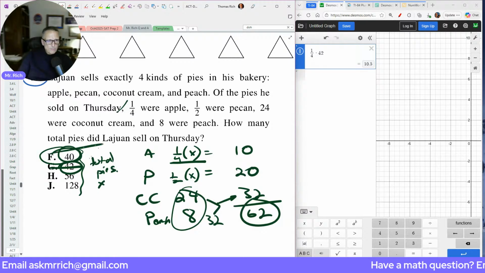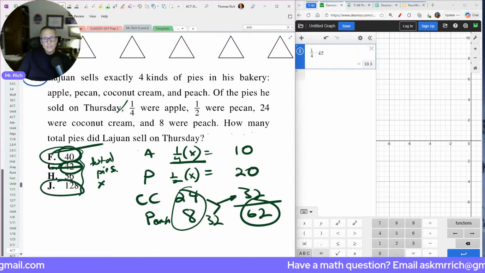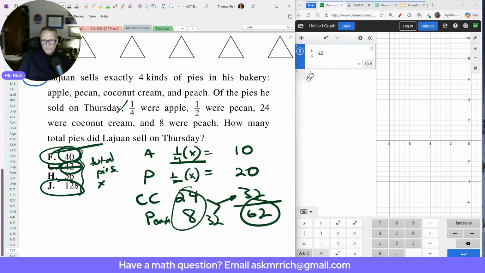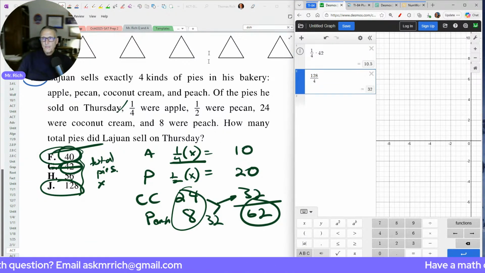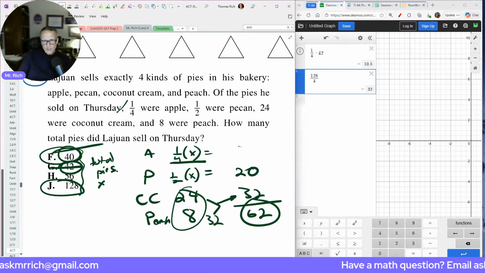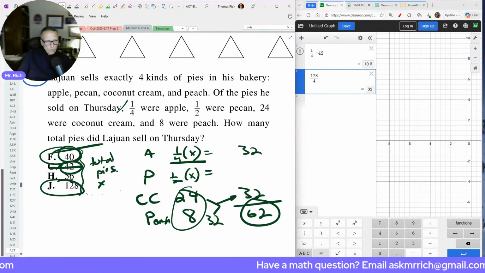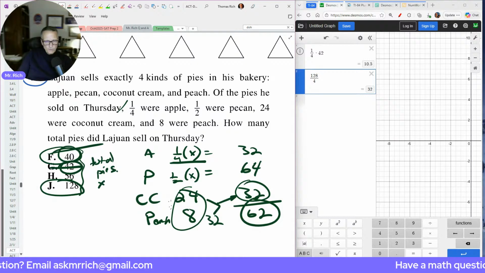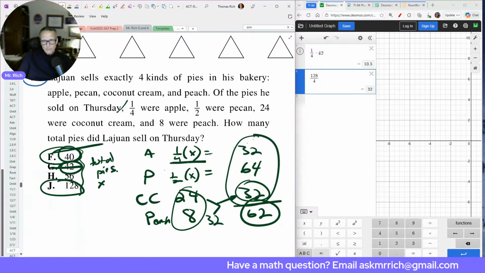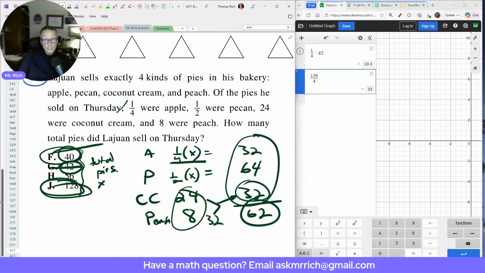So I'm going to jump all the way up to 128 pies. Let's assume that he made 128 total pies. I would take 128 times 1/4. That would give me 32 pies. 128 divided by 2, or times 1/2, is 64 pies. And we have this fixed number, 32, for the coconut cream and the peach together. Now that does give me 128. So J is my answer.